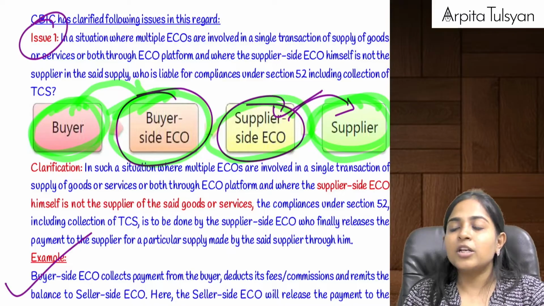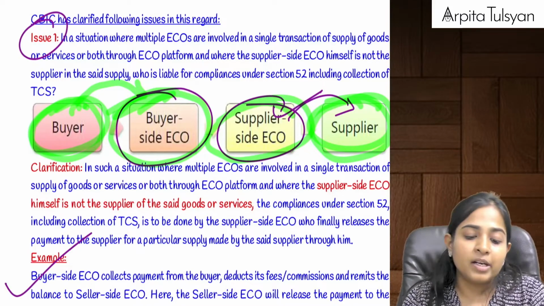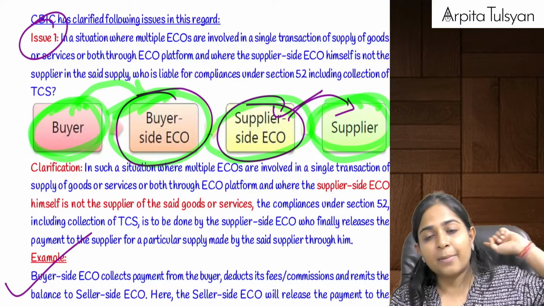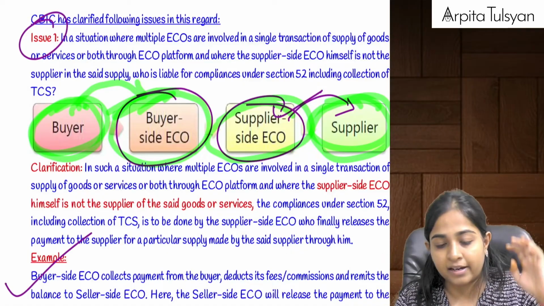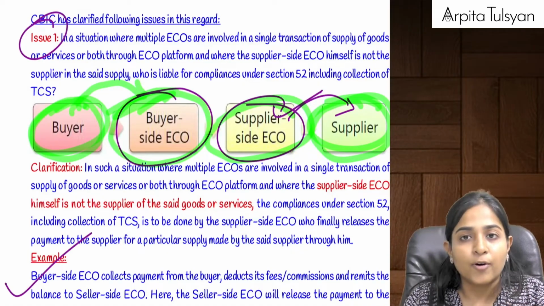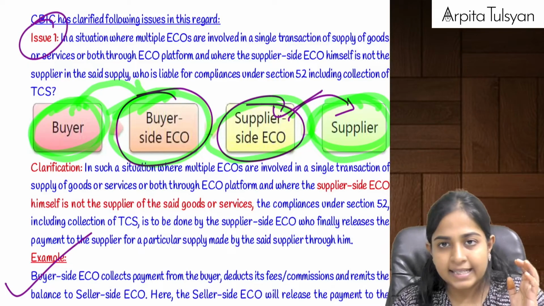So the first question that arose was, is the TCS provision applicable in case of ONDC also? It was anyway applicable in case of platforms like Amazon, Flipkart, etc. Is it applicable in case of the network also, the ONDC network? So the answer is yes, it is applicable.